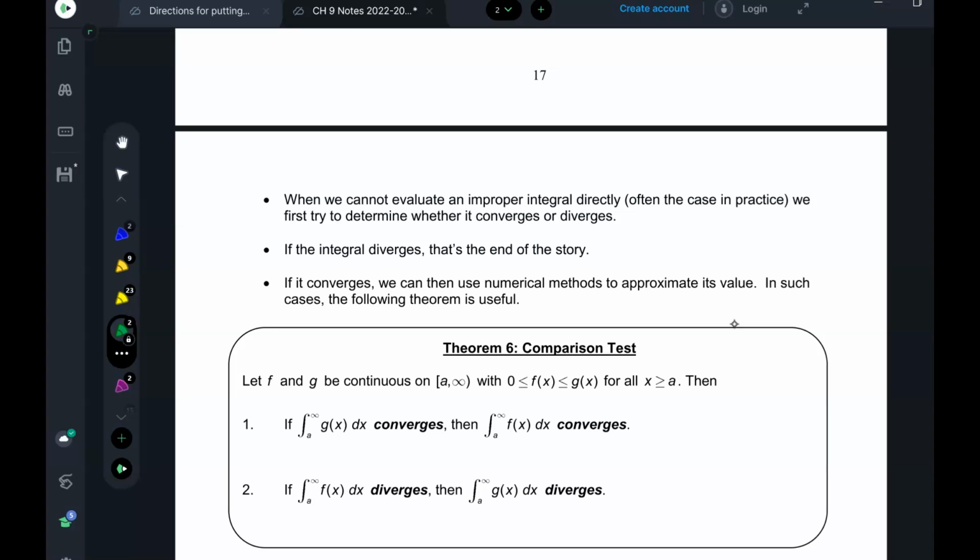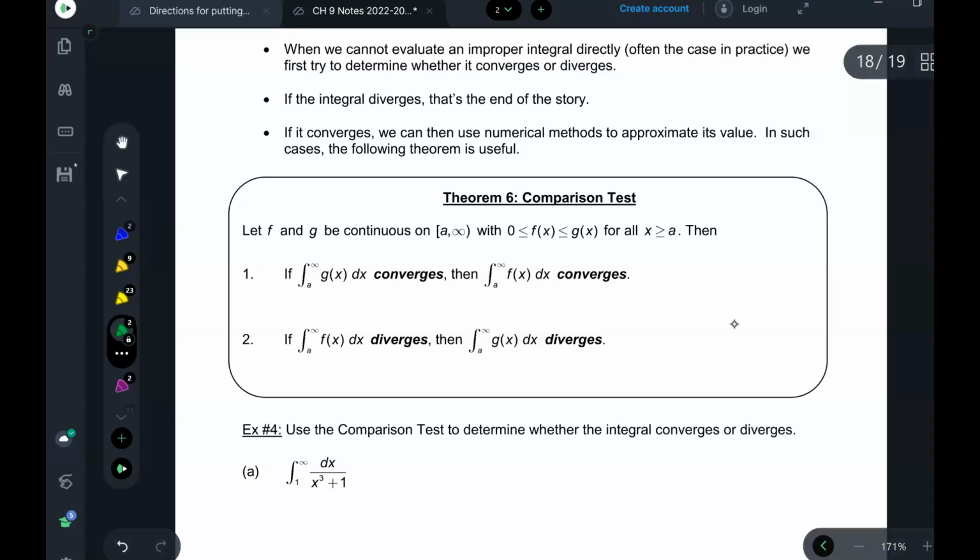Okay. Sometimes we cannot evaluate an improper integral directly, so we first try to determine whether it converges or diverges. If the integral diverges, we're done. But if it converges, we can use what's called the comparison test to see whether it converges or diverges.